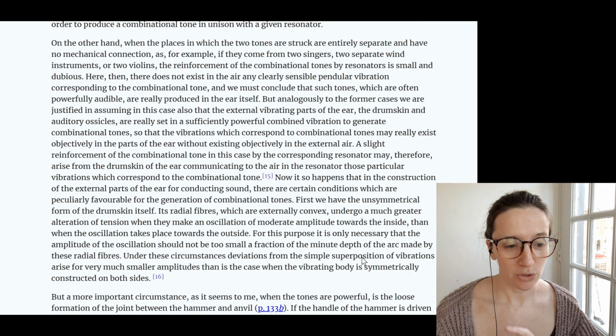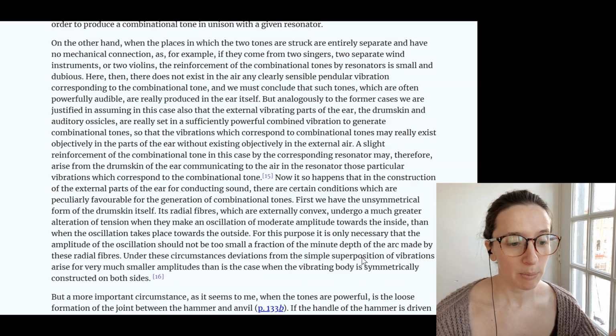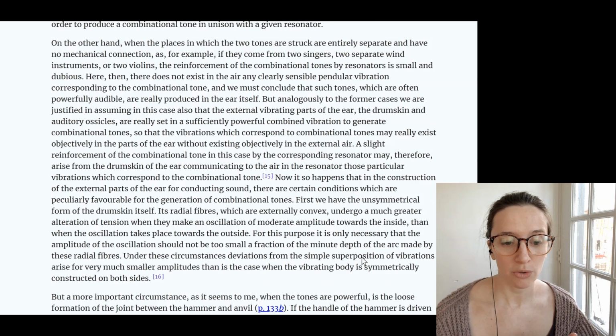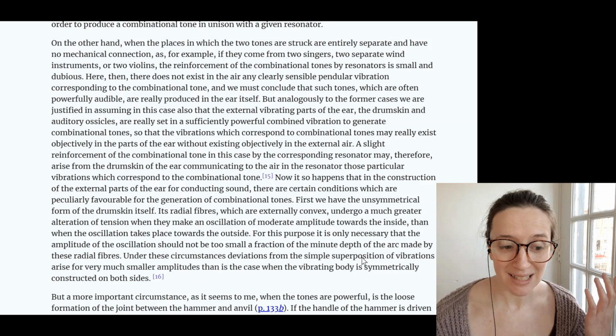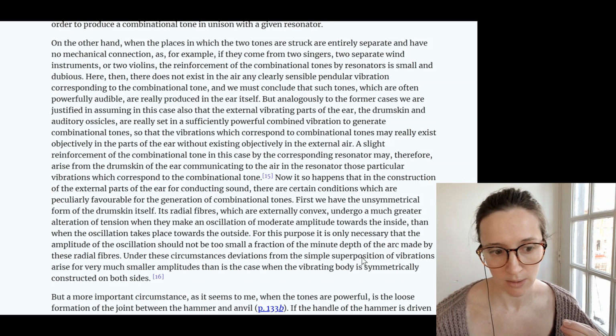However, these combinational tones also must be generated in the ear, because in the case of two separate tones coming from two separate singers, for instance, the combinational tones are not reinforced with a resonator, but they can still be heard quite powerfully in some cases, so we must assume that these tones are being produced within the ear.